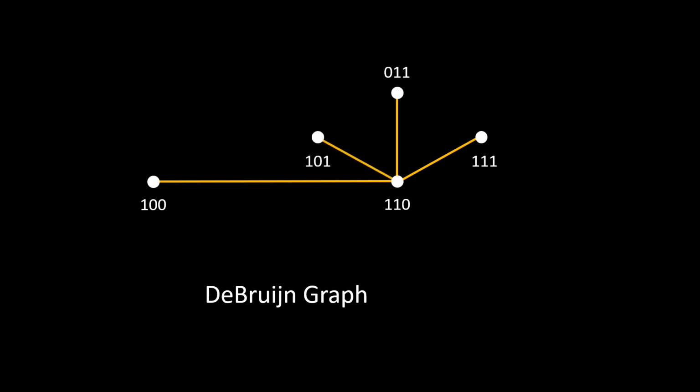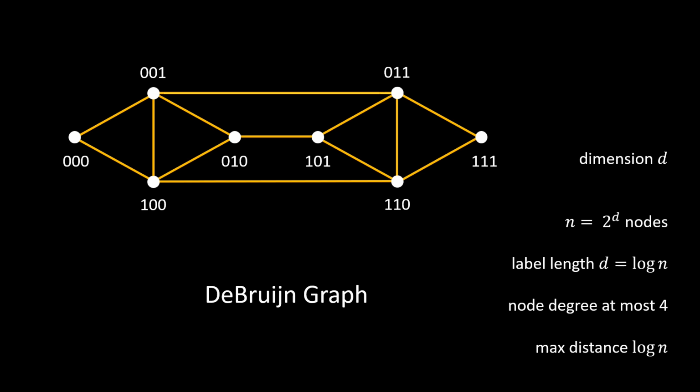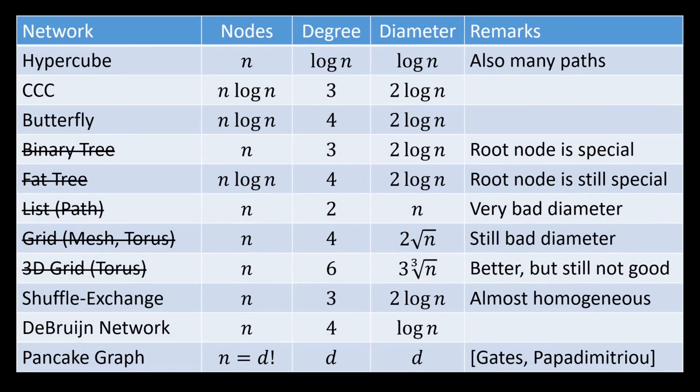This gives us all the 4 neighbor nodes of node 110. If we do the same for all the other nodes, we end up with the complete De Bruijn graph. While this graph has node degree 4, the distance is at most log n, since we combined the 2 shuffle exchange steps into a single step. This completes our small tour de force on hypercubic networks. As a summary, let's again see all hypercubic networks we have discussed in this video, together with their properties.